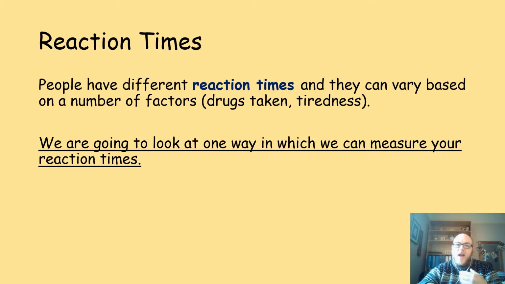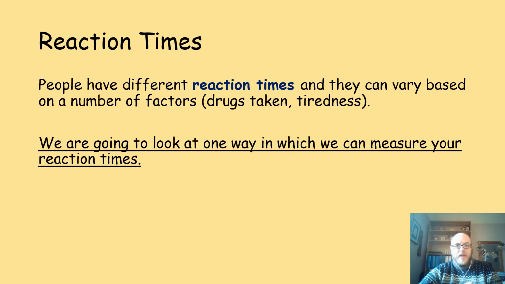Older people tend to react a little bit slower than young people. Having said that, some young people act impulsively and react too fast to things when they might not need to. So let's have a quick test of your reaction time. We can see what factors affect them as well. So we're going to look at how we can measure that.